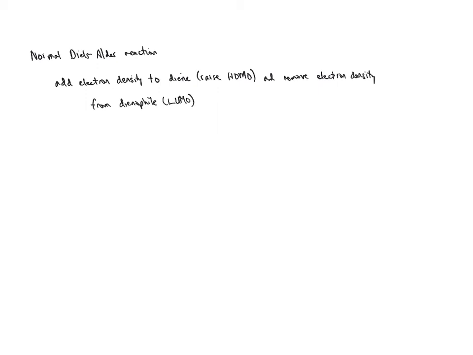We need to add electron density to the diene. This will raise the HOMO. But we also want to remove electron density from the LUMO, right, so from that dienophile. So how do you do this?